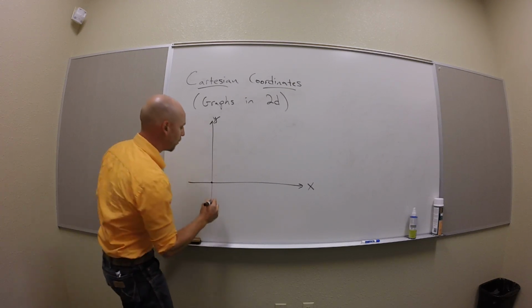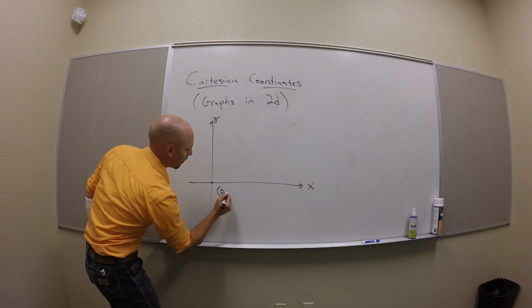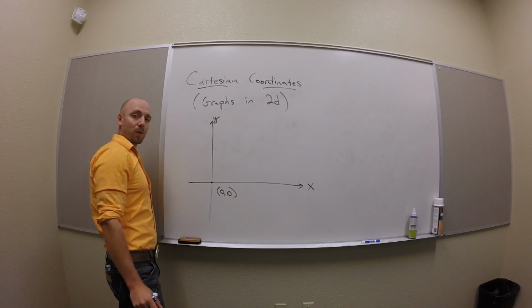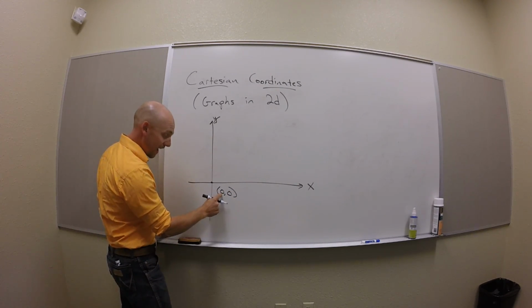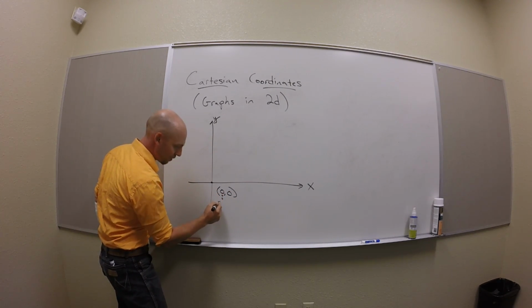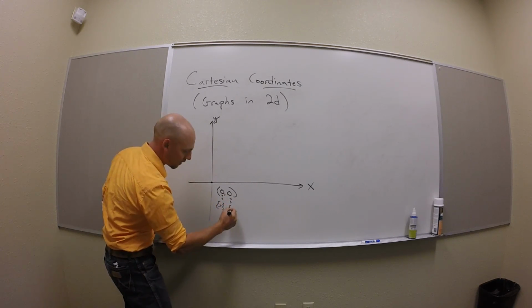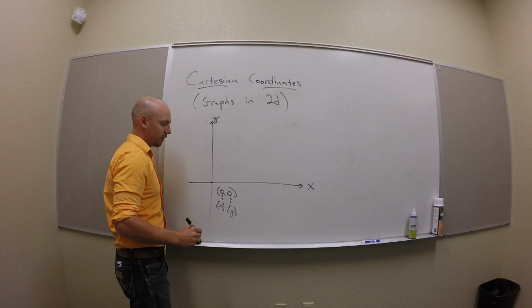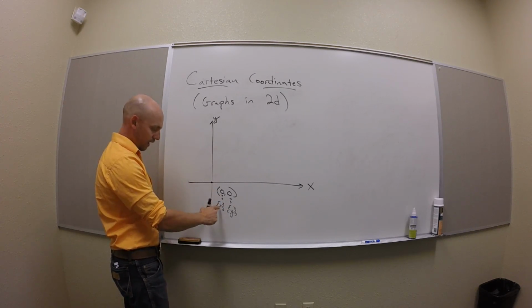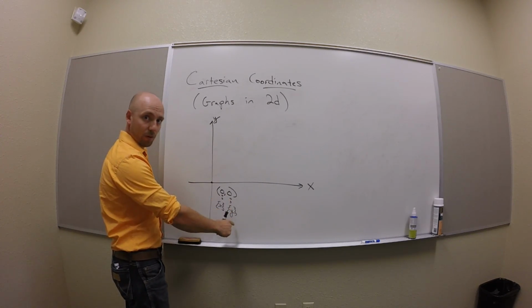And I'm going to denote that as a set of open parentheses with the x value here. So I'm thinking that's an x. And this guy, that second number, that's a y. So that's 0 in the x and 0 in the y.